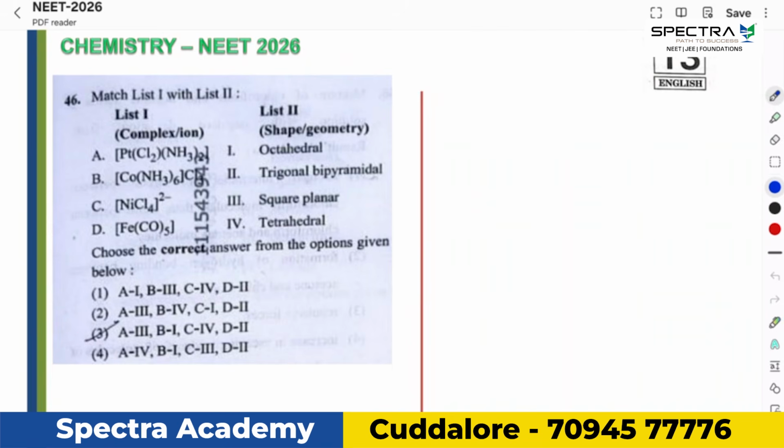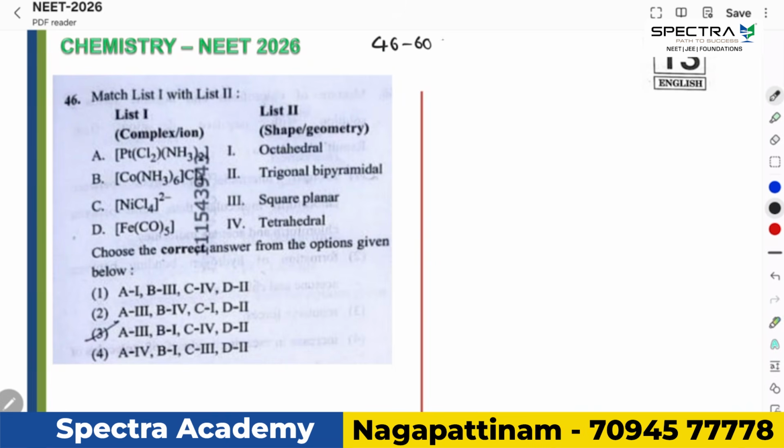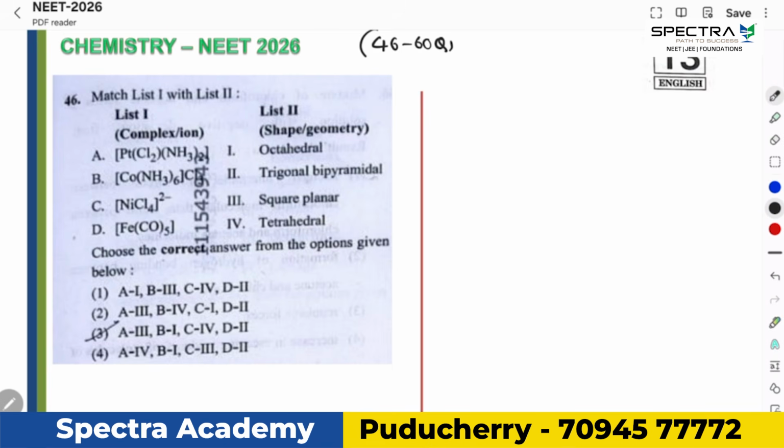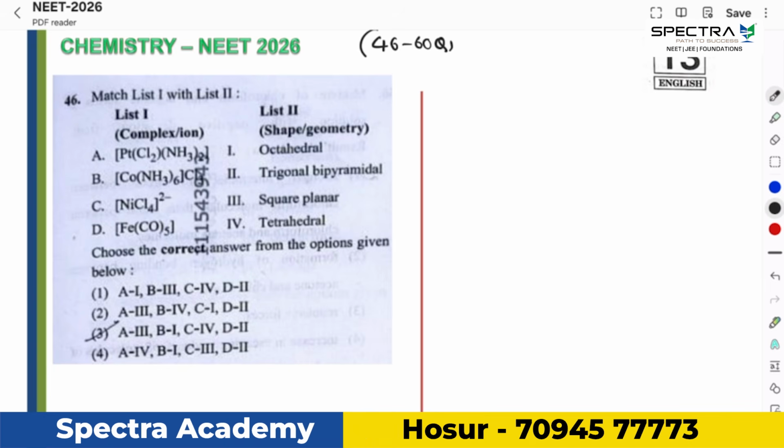Today I am going to discuss the chemistry NEET 2026 questions number 46 to 60. The paper was easy to moderate. Most of the questions came from the previous NEET papers and the NCERT textbook. You have already practiced these model questions, which came from our part tests and full test papers. Those people who revised well will definitely perform well.